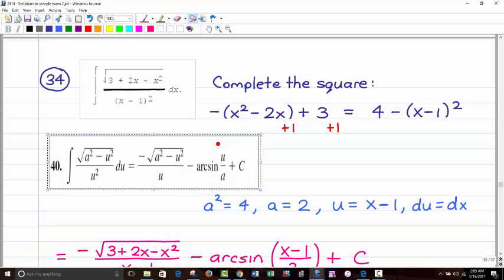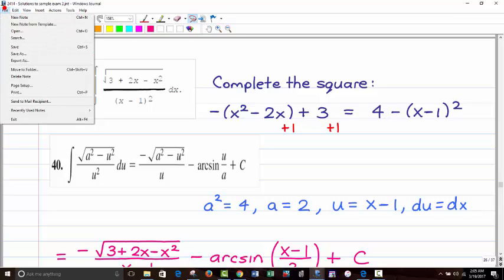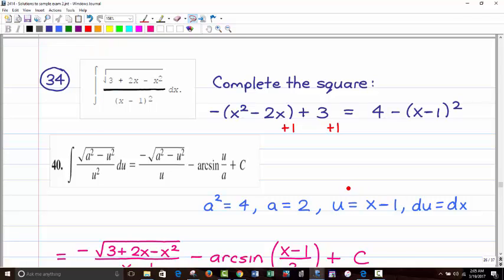Because you can see from the formula with u squared being on bottom in the integral that there's no doubt that u has to be x minus 1 to make it fit that. So that kind of gives you a clue that when you complete the square, u will be x minus 1.